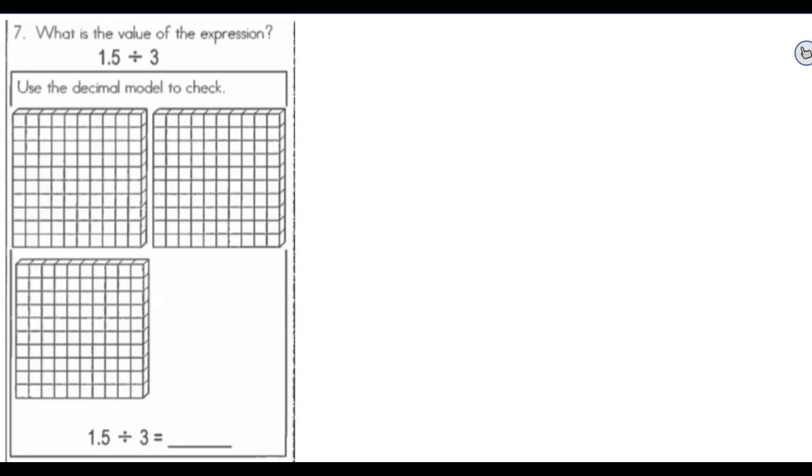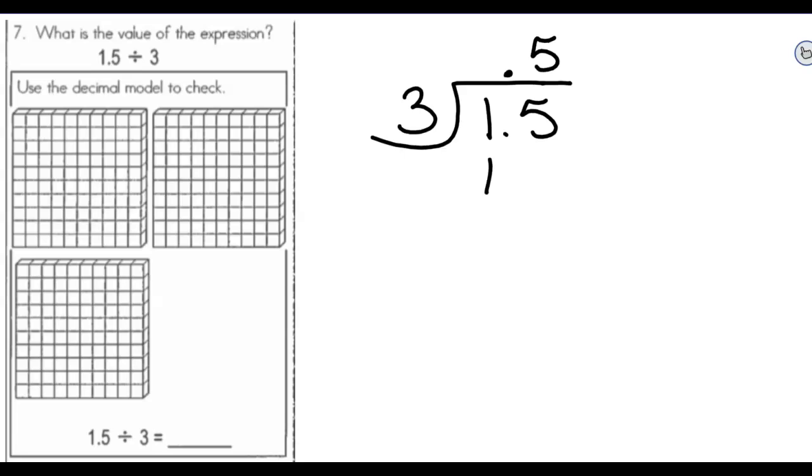What is the value of the expression 1 and 5/10 divided by 3? So here I have 3 will go into 1 and 5/10. I just move my decimal up and I forget it. 3 will not go into 1, but 3 will go into 15. 5 times 3 is 15, and my answer is 5/10. I do not need to use the decimal model unless I just want to. It will actually take me longer to do.